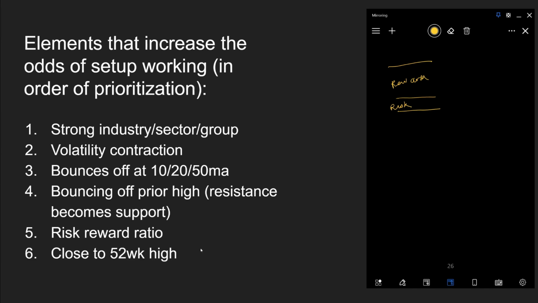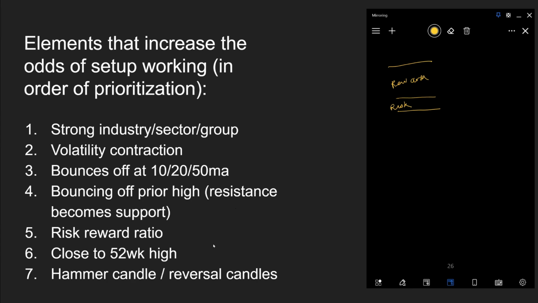Another criteria that I use is if the stock is closer to the 52-week high or not. Say I have a whole bunch of stocks setting up for tomorrow, like 10 names on my watch list, and I don't know how to prioritize them. And all are part of the hottest groups with tight contractions, bouncing off moving averages and prior highs and really good risk rewards. Well, then I'm just going to prioritize the ones that are making new highs or closer to making new highs than the ones that are bouncing right off the bottom. And that's just because of the simple concept of relative strength.